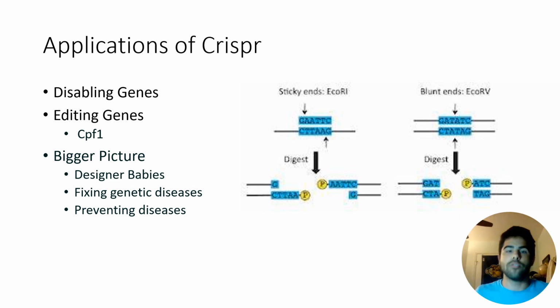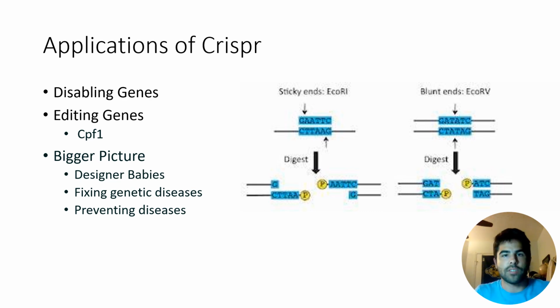So then we can insert a new gene, and that allows us to, maybe someone's missing a protein, like they don't have the gene sequence needed to create a certain protein. Well, we can introduce genes that allow them to create that protein. Of course, the bigger picture, right? We always want to talk about the bigger picture when we're talking about new technologies being brought up in medicine.